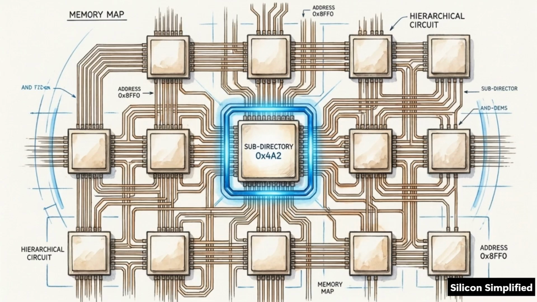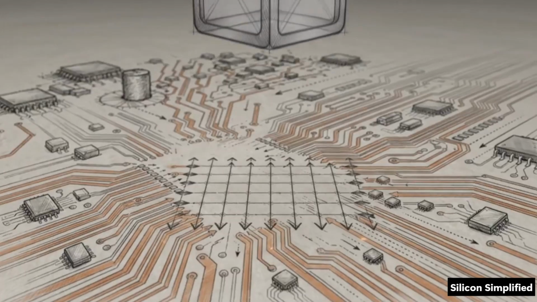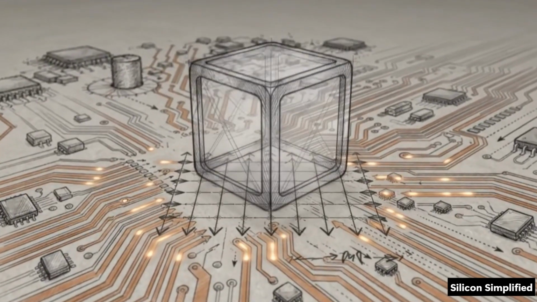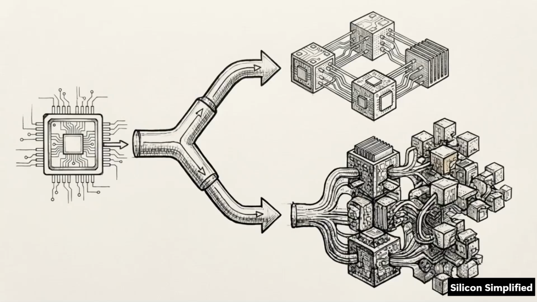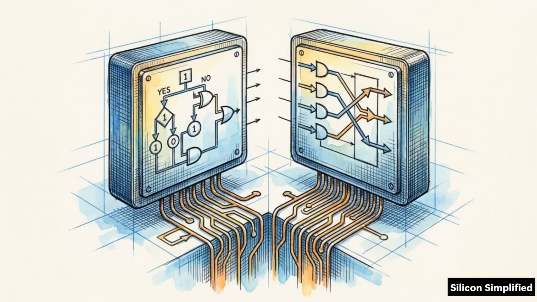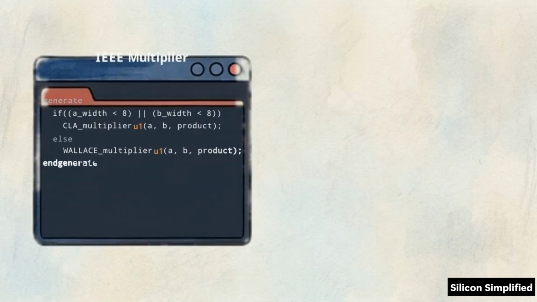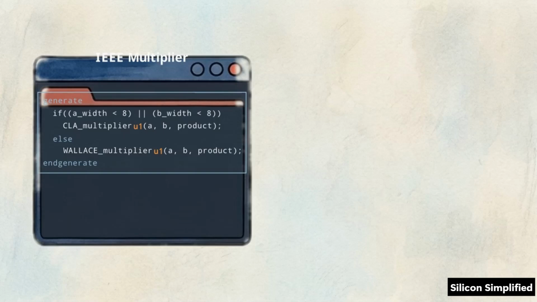Beyond simple replication, Generate blocks enable structural decision-making, allowing a module to select its own internal layout. Using if-generate or case-generate statements, engineers can trigger architectural swaps based on constant expressions evaluated at elaboration. Consider this multiplier code from the IEEE standard. It optimizes its internal structure based on the required bit width of its inputs by using an if-generate statement to check the width parameters. If the passed parameters define a bit width of less than 8, the compiler evaluates the if condition as true, instantiating a carry look-ahead multiplier into the schematic.